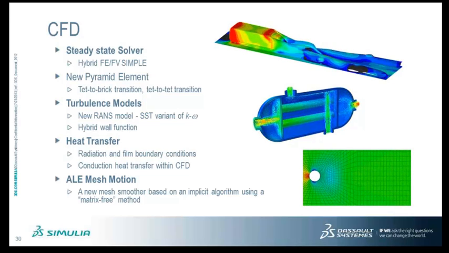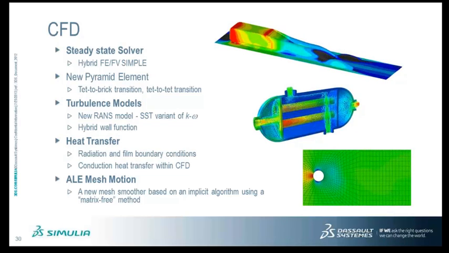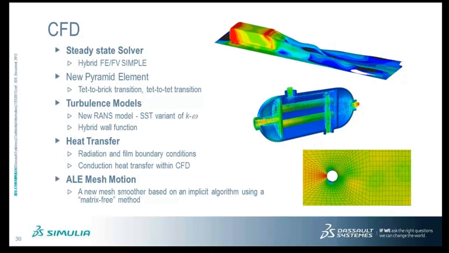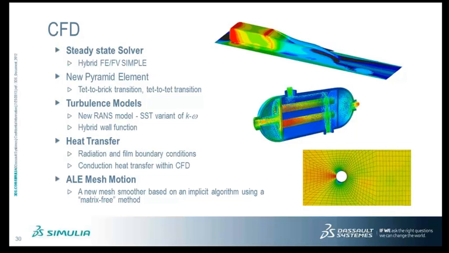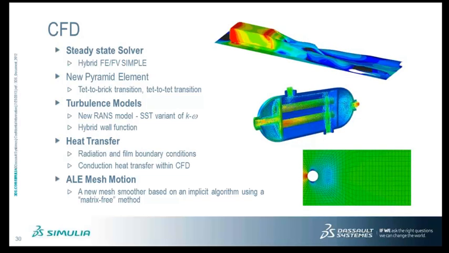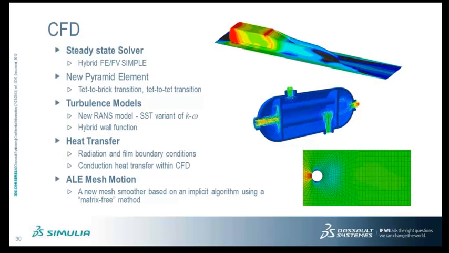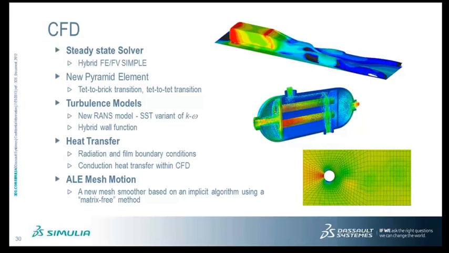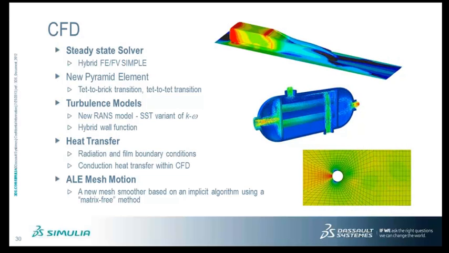This is a pyramid element, and this is designed for enhancing our TET to brick and TET to TET transitions. We leverage this not only in CFD here, but also in some of our V6 products, where we've introduced a new solver, a new mesher that's designed for hex-dominated meshes.